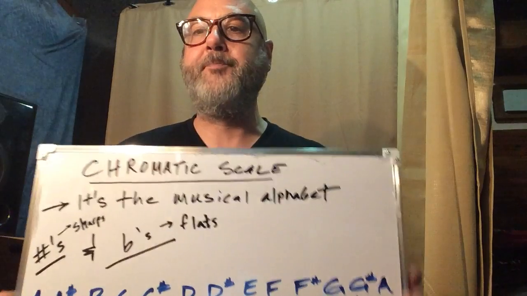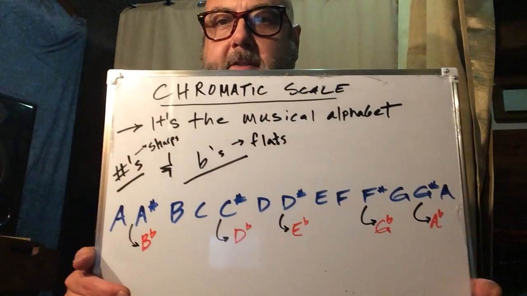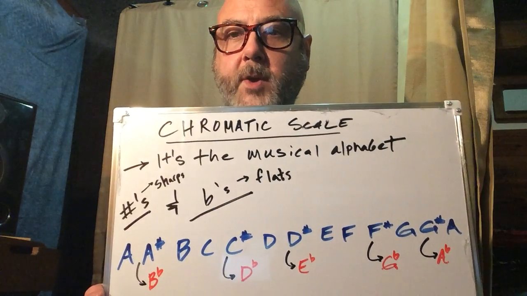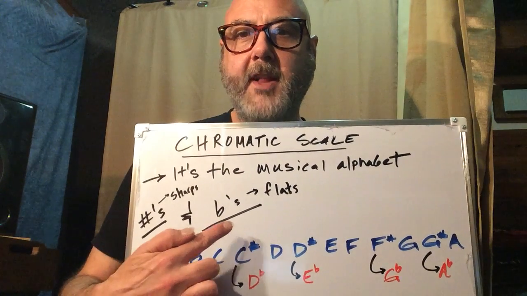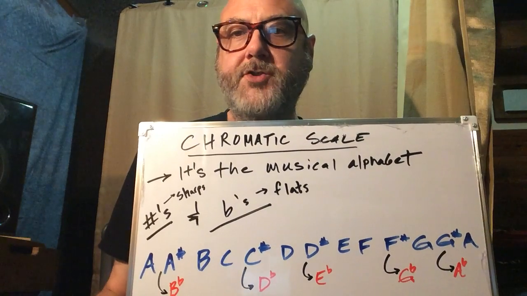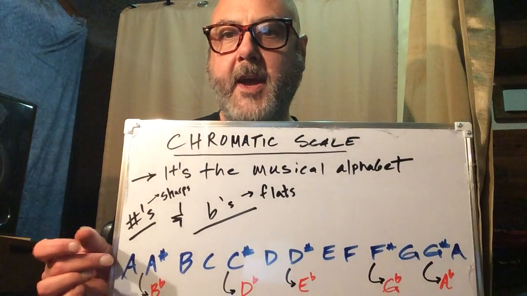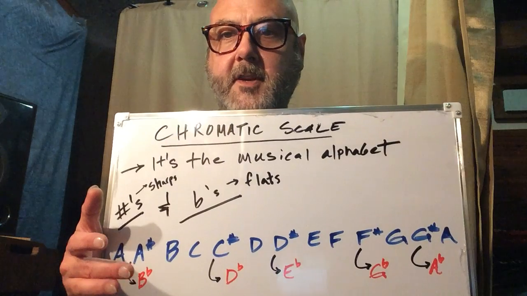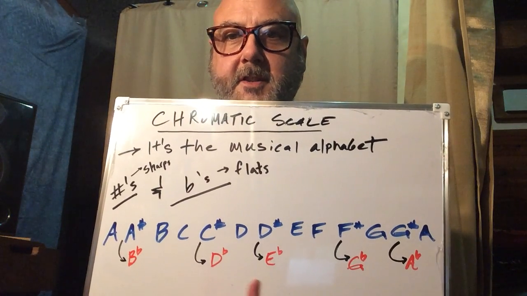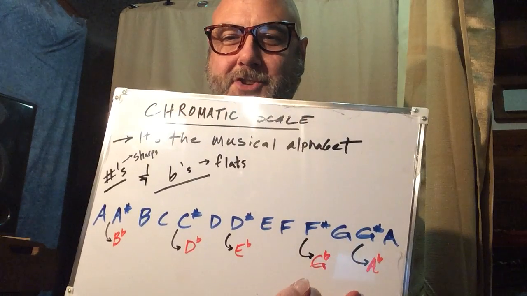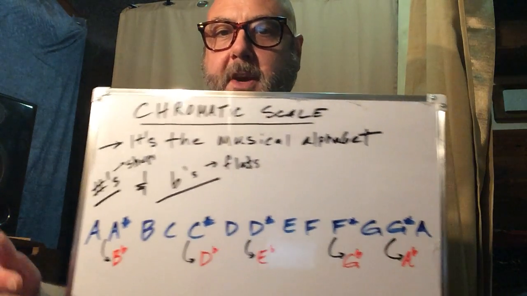So I am going to hold up the trusty whiteboard here and show you what I have prepared. All right, this is the chromatic scale. It's the musical alphabet, and we have things called sharps and flats. The sharp looks like a hashtag or pound sign, and the flat looks like a lowercase b. Here are all the notes that we have: A sharp, B, C, C sharp, D, D sharp, E, F, F sharp, G, G sharp, and back to A. If you count those, we got 12.